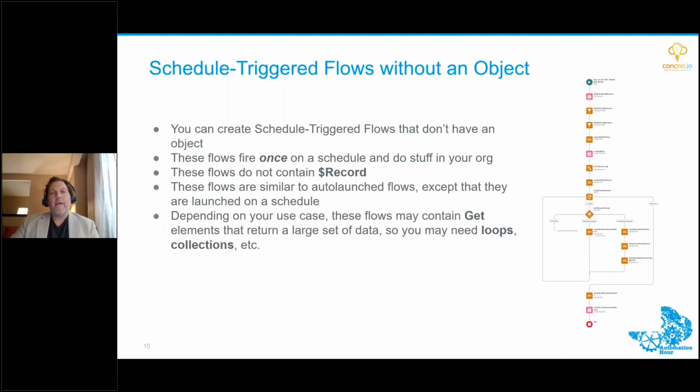Okay, so you can have a schedule triggered flow that actually doesn't have an object and it doesn't have entry criteria. So in that case, the flow just fires once because it's not firing on a set of records. It's just basically you're saying, I want you to go out every night or every week and I want you to do stuff. There's no $Record variable because it's not working off of records. It's just literally scheduled to do something. So you can almost think of it as an auto-launched flow, but you're scheduling it instead of calling it from some other type of flow.